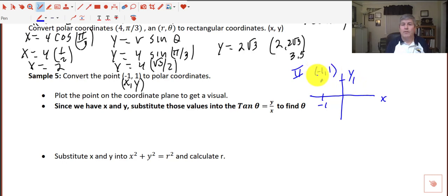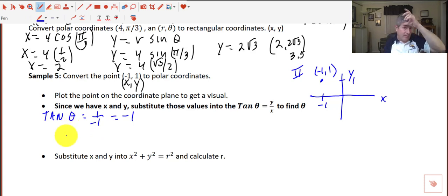Since we have x and y, we want to substitute those values into tangent. So our tangent of theta is y over x. Our y value is 1, our x value is -1. So our tangent is -1. We may go to the unit circle for this, and we see that tangent is negative in the second quadrant. And look at that, we're in the second quadrant on our coordinate plane. So let's work in quadrant 2, where tangent of theta is -1. Our theta here from our unit circle is 3 pi over 4.